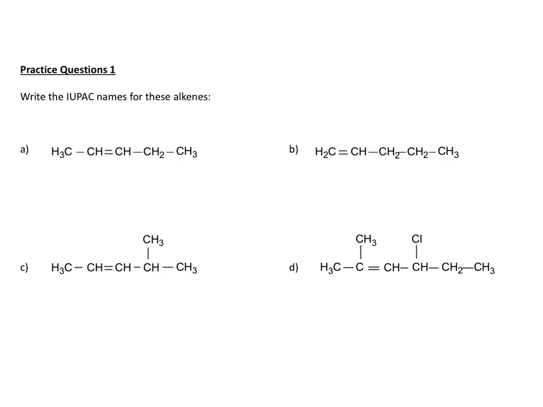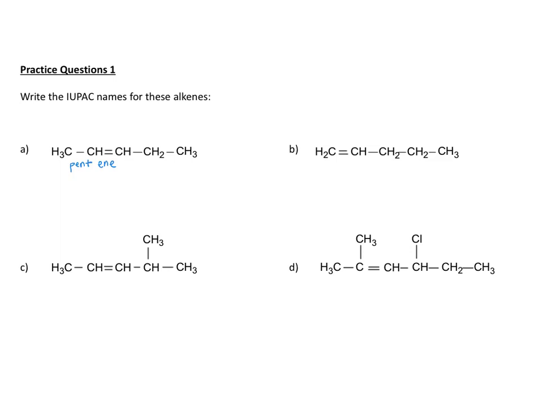Let's take a look at the practice questions for alkenes. So question 1 is write the IUPAC names for these alkenes. For part A, let's first look at how many carbon atoms there are. We can see that there are actually a total of 5 carbon atoms. So for 5 carbon atoms, the prefix is pent. And since this is an alkene, the suffix will be -ene.